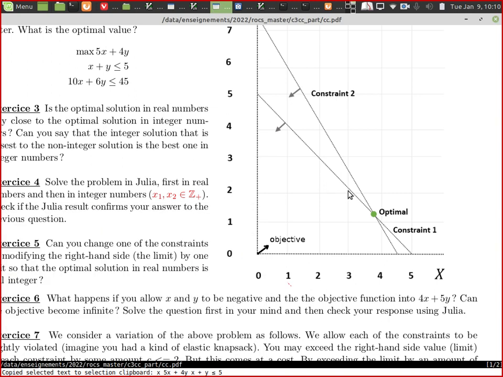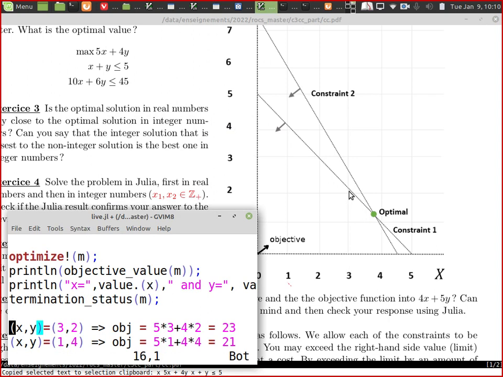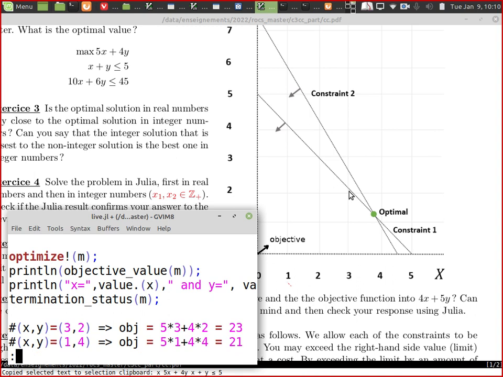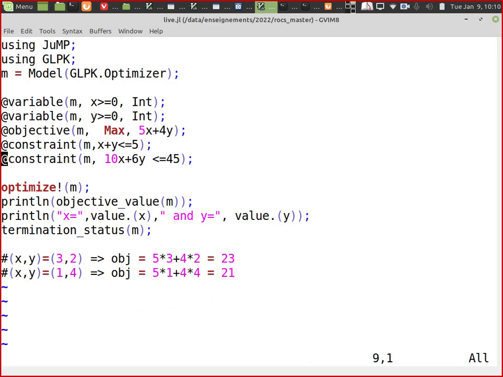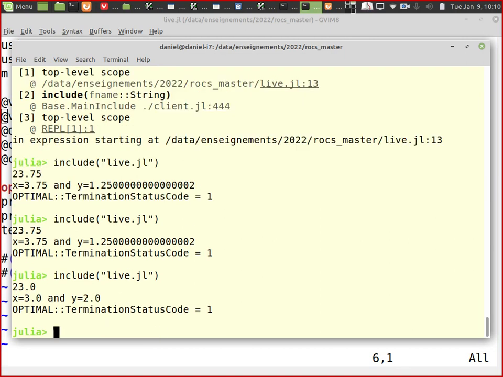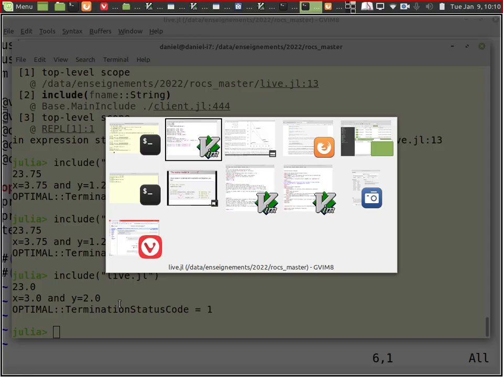I think this will be the optimal solution in integer number, but I will ask Julia to compute it. Okay, so to ask Julia to compute it, what does it mean? I have just added the keyword integer here. It's not the keyword integer, but int. It's a kind of type. Yes, and we have 3 and 2.